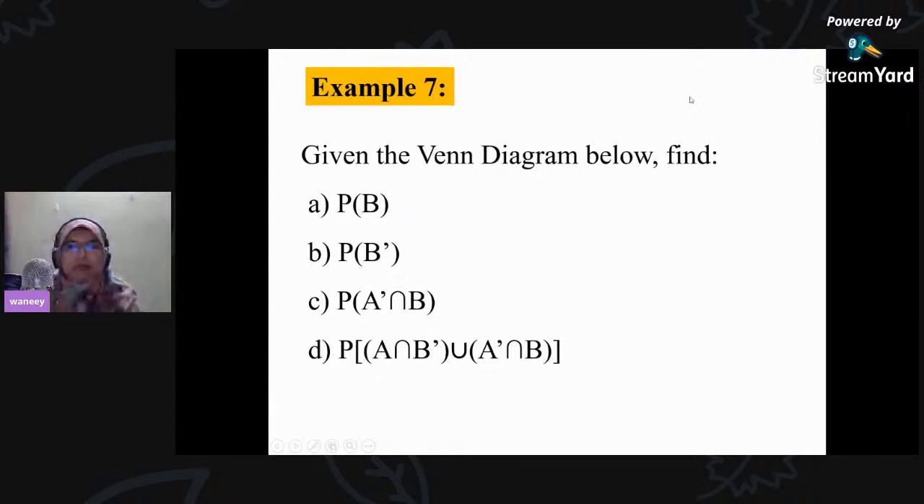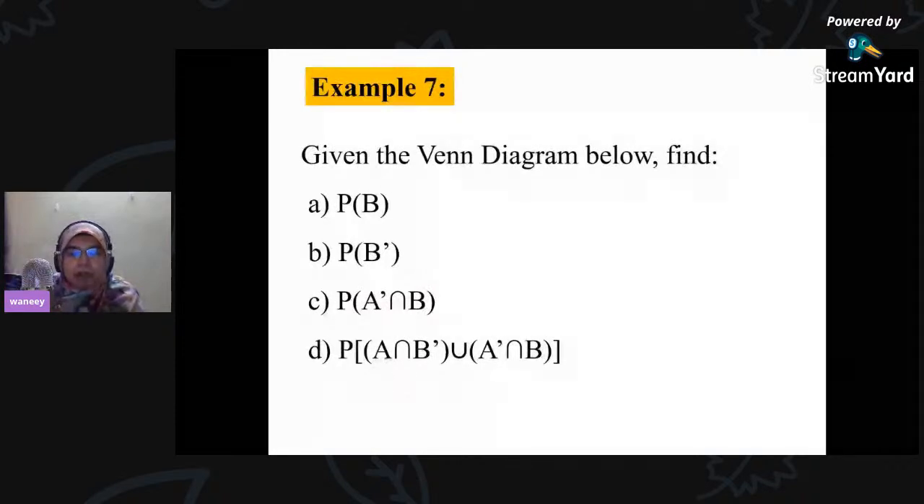Example 7. Given the Venn diagram below, find what is the probability of B happen, probability of B prime, so that means other than B, we should add everything together. And then A prime overlap with B, so that means we should only look at what do we have inside the B without A overlap with B. And then this is only A happen and only B happened. We want to see what is the value. Okay, next.